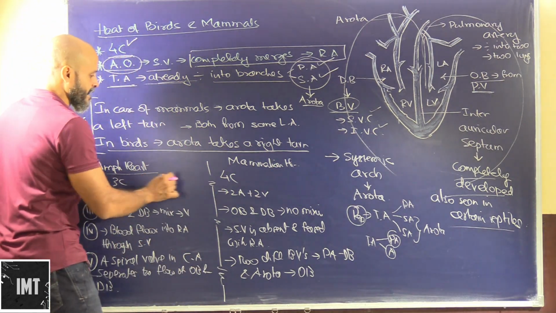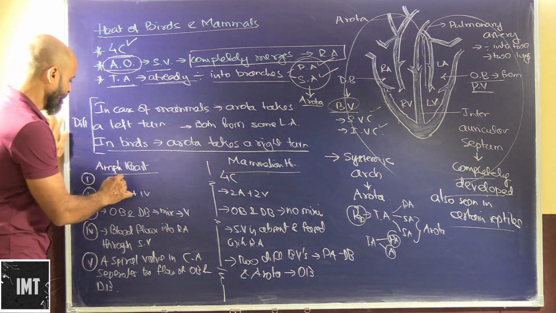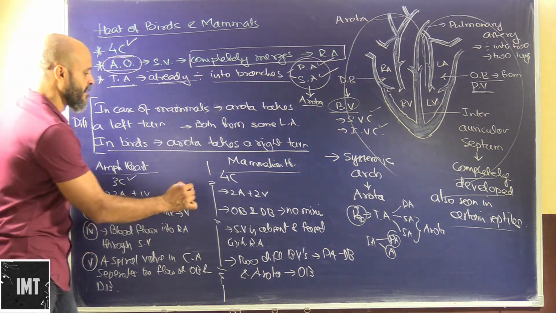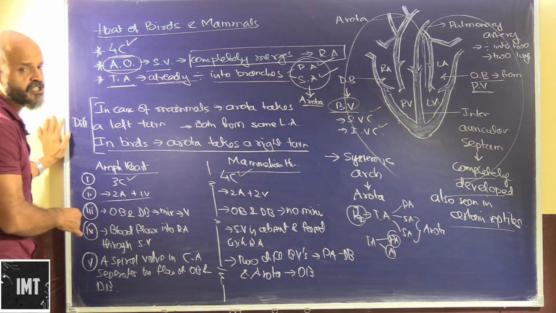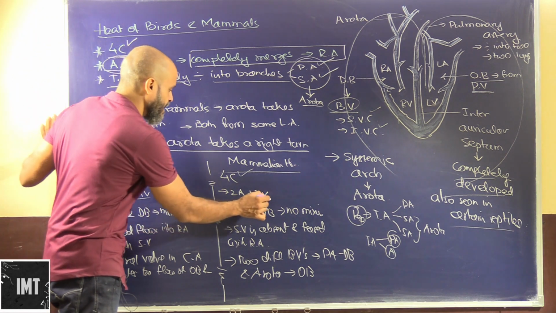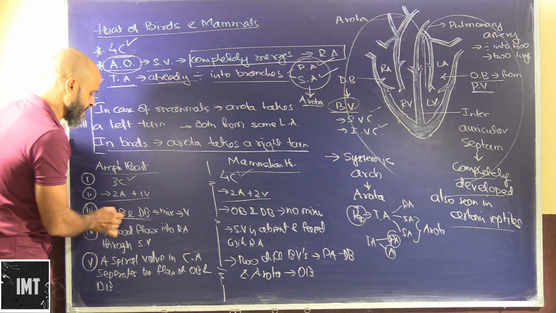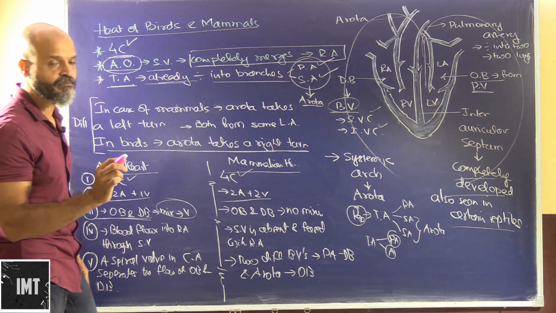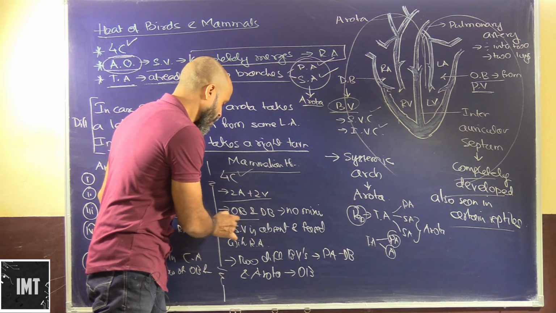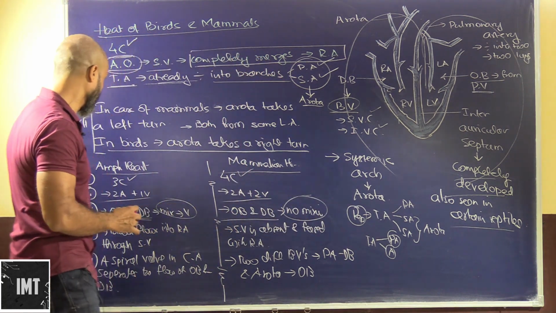So if we compare the hearts of an amphibian and a mammal, the amphibian heart is 3-chambered, while a mammalian heart is 4-chambered. In amphibians we have 2 auricles and 1 ventricle. In mammals we have 2 auricles and 2 ventricles. The oxygenated and deoxygenated blood mix up in the ventricle in case of an amphibian heart, whereas in a mammalian heart there is no intermixing of the oxygenated blood and the deoxygenated blood.